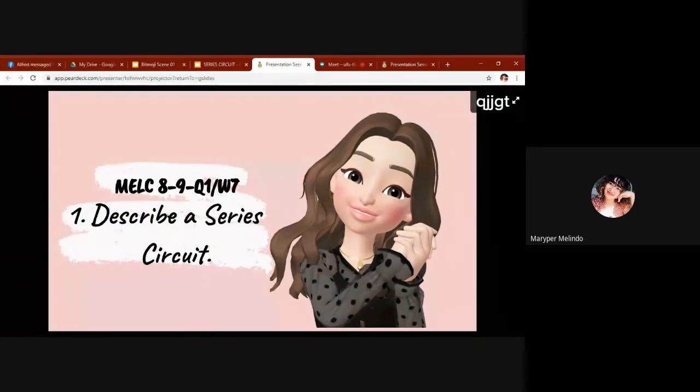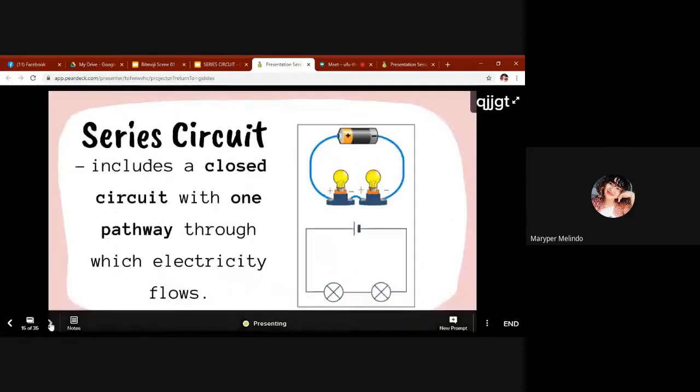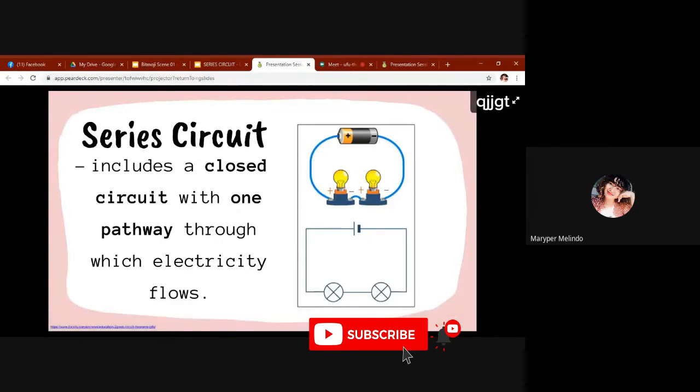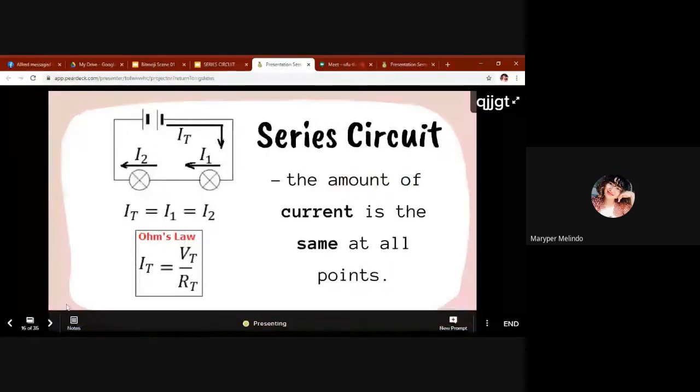let us start with the first objective, and that is describe a series circuit. So, what is a series circuit? A series circuit includes a closed, sarado, circuit with one path, isa lang ang daanan, through which electricity flows. A series circuit has the amount of the current the same at all points.